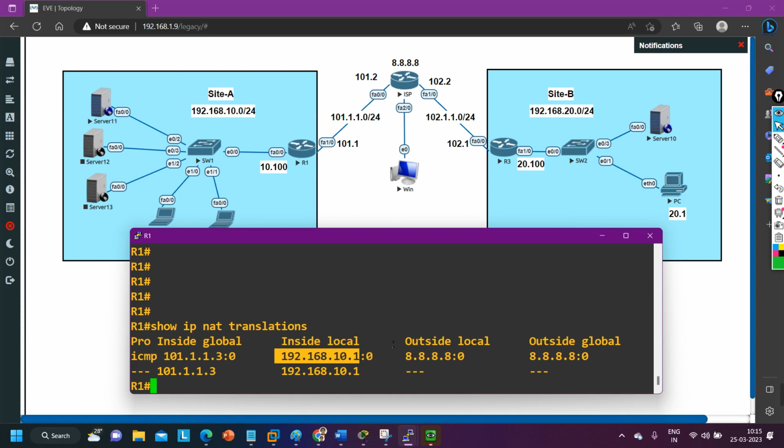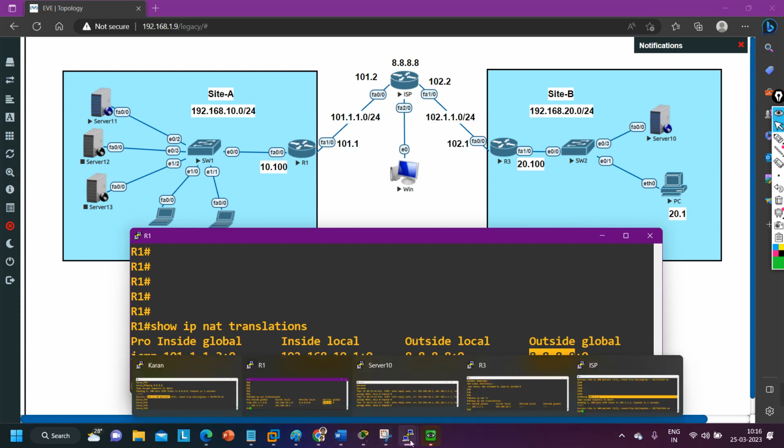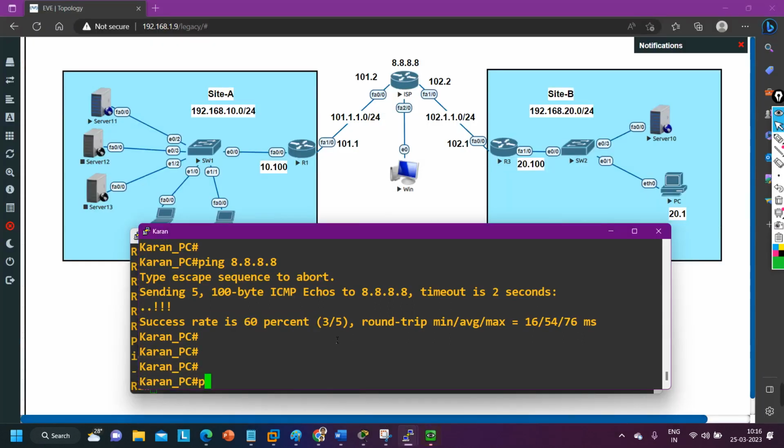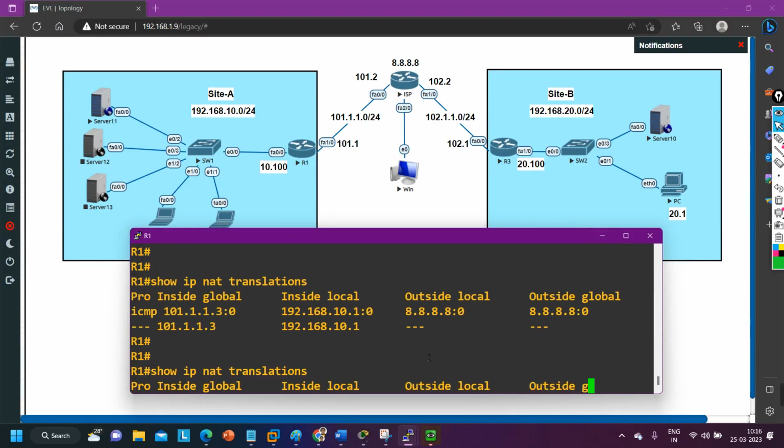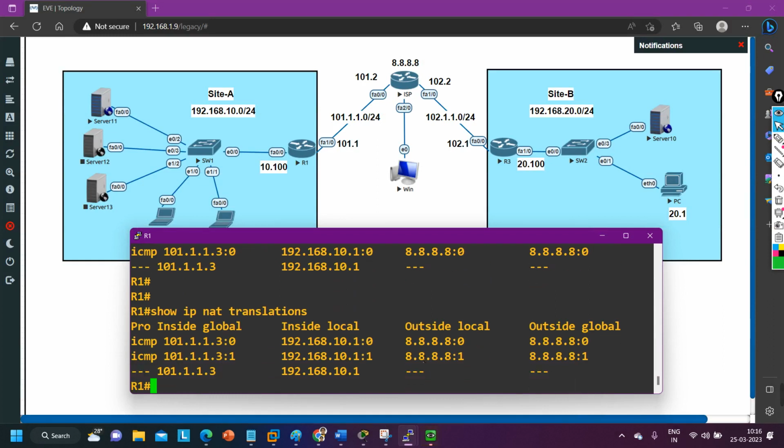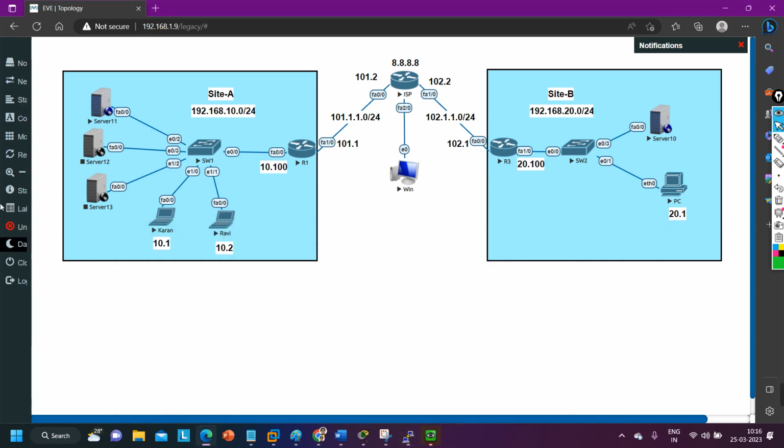This is your private IP address. Outside local IP address is 8.8.8.8 and outside global IP address is also 8.8.8.8. Here you are not able to see any port number because this is dynamic NAT configuration, guys. If I ping again, see the NAT translation. So this is how we configure dynamic NAT.